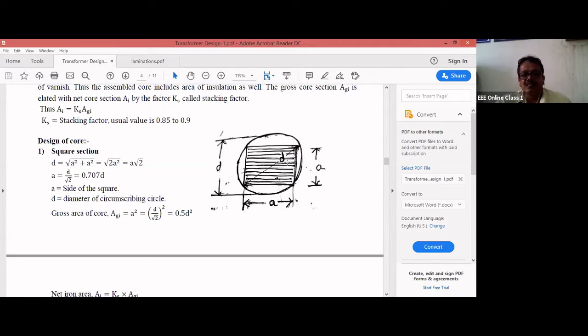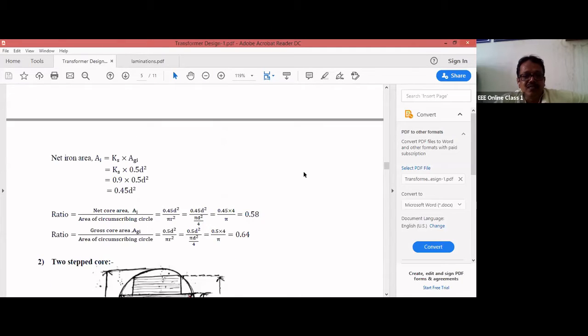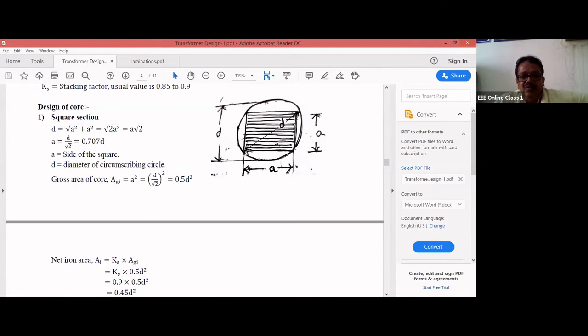You can see here, this is the square section. Taking a square section means both the width and the depth of the core will be the same, meaning both sides will be the same. If you go back to the figure here, see both your width and depth. Depth is where you are going to place the stacking of the lamination.